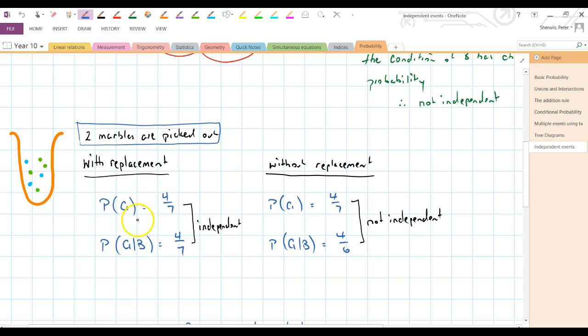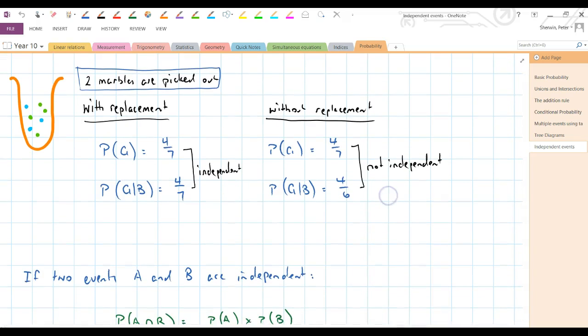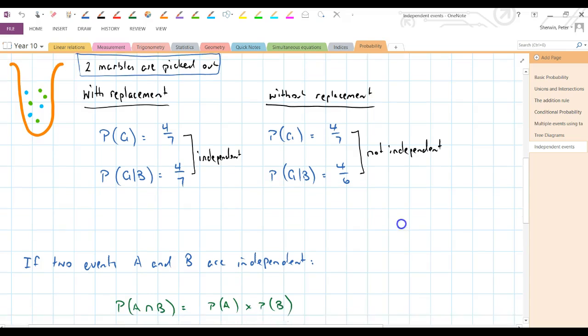So what we do to test is we find the probability of A or B, or whatever it is, and then we see if it changes given that the other thing has happened. It's given that the other event has happened. Did that affect the probability? Did it change it? Okay, so take those notes down and then scroll down the page.